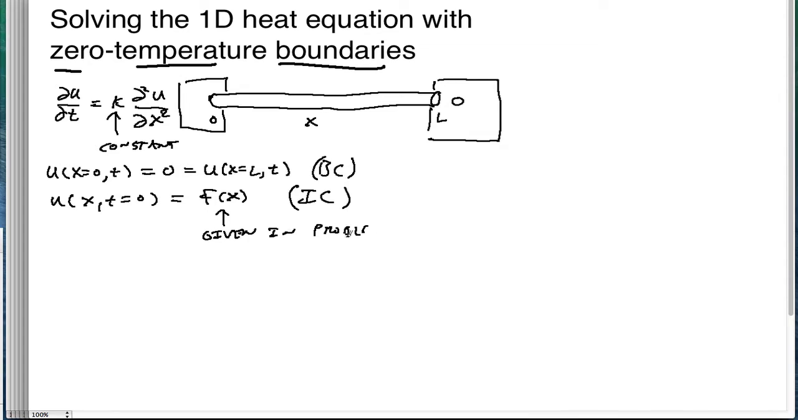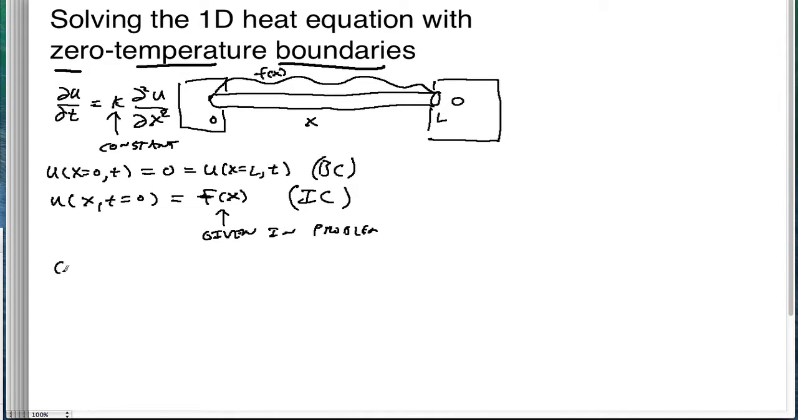What do we mean, given in the problem? We mean that it's just some initial temperature profile, so you could think of something like this. That's our f of x. It might be a little hotter here, a little colder there, a little hotter, a little colder, and so on and so forth. We want to see how heat flows through this bar over time.